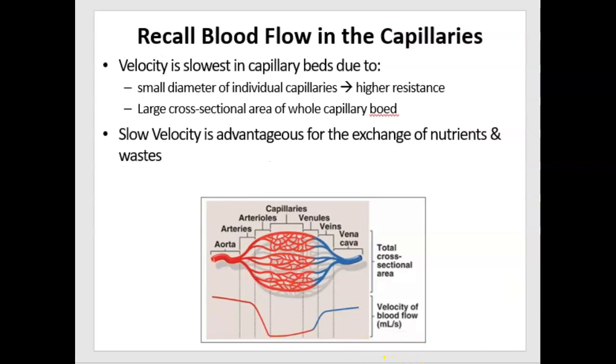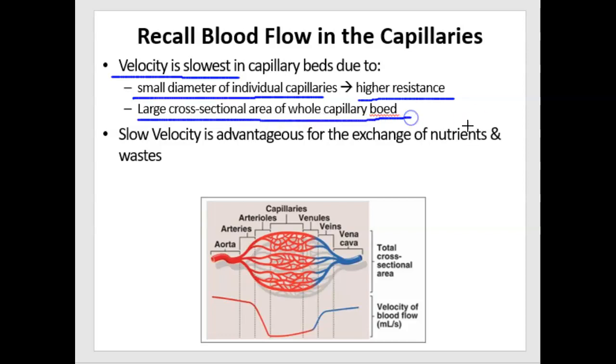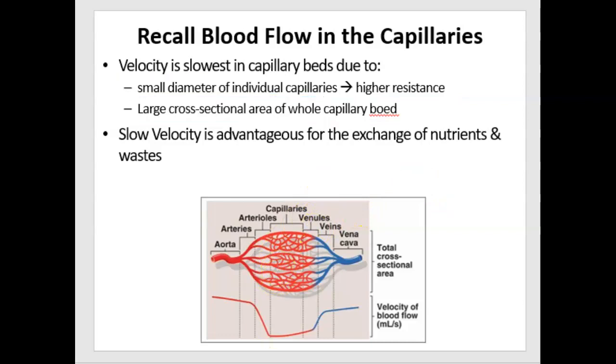So first we should recall the flow of blood in the capillaries. We know that in the capillary beds, velocity of blood flow is very slow. This is partly due to the fact that there are small vessels, so more resistance, but also because there's a large cross-sectional area through which blood can flow in all the individual capillaries in the entire capillary bed. This slow velocity is an advantage for the exchange of nutrients and wastes between the blood and the systemic tissues.